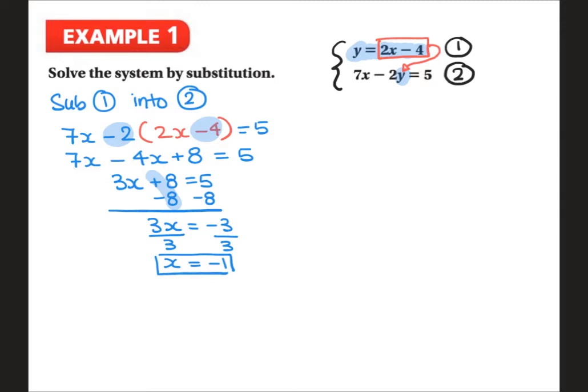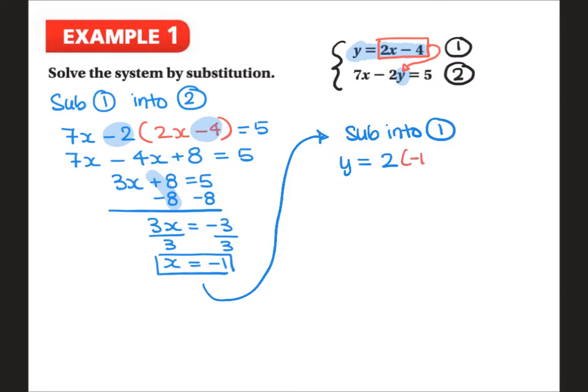Now I need to figure out what y is. In order to figure out what y is, I can take this value of x and substitute it into either equation 1 or equation 2. It doesn't matter. I'm going to choose to sub into equation 1. So I've got y is equal to 2, and instead of x, I've got negative 1, and then minus 4. So I get 2 times negative 1 is negative 2, take away 4. Negative 2 take away 4 is going to give me negative 6, so I get y is equal to negative 6.